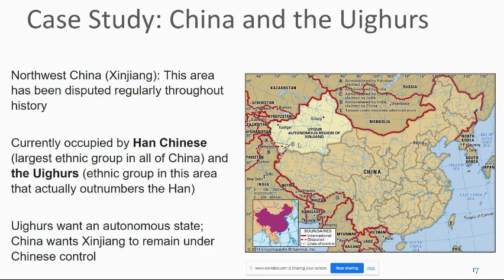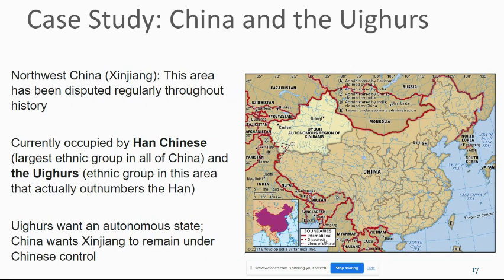They live in China, but they are an ethnic group that is majority Muslim. They see themselves as more Central Asian than Chinese, and they want their own country. They want an autonomous state. Right now, they have a lot of autonomy, but China also wants Xinjiang to remain under Chinese control. So the question is, who controls this region? Are they part of China? Are they not part of China? Are they under their own control?